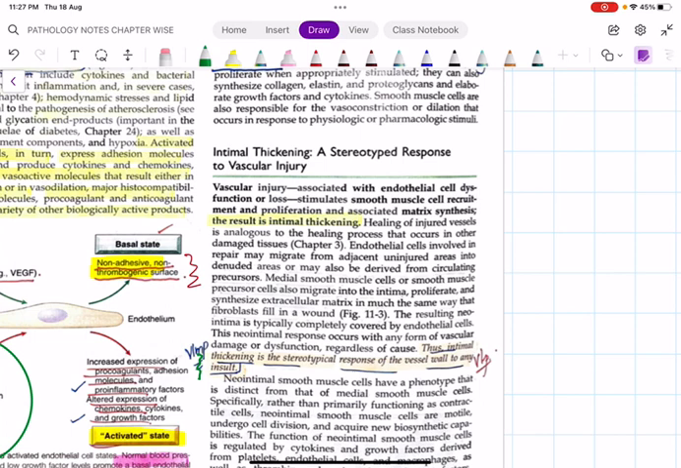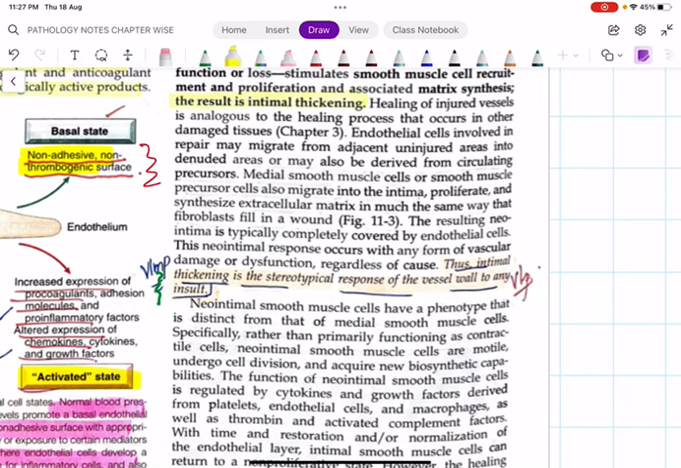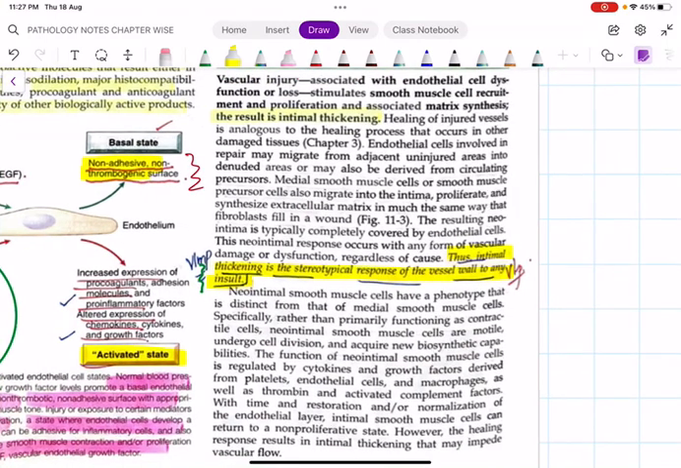So what I can say, I'm just making a statement, is that intimal thickening is the stereotypical response of the vessel wall to any insult. Whatever be the nature of the injury, whenever there is an intimal thickening, it indirectly indicates that the vessel wall has been injured. Okay, that is endothelial cell injury.